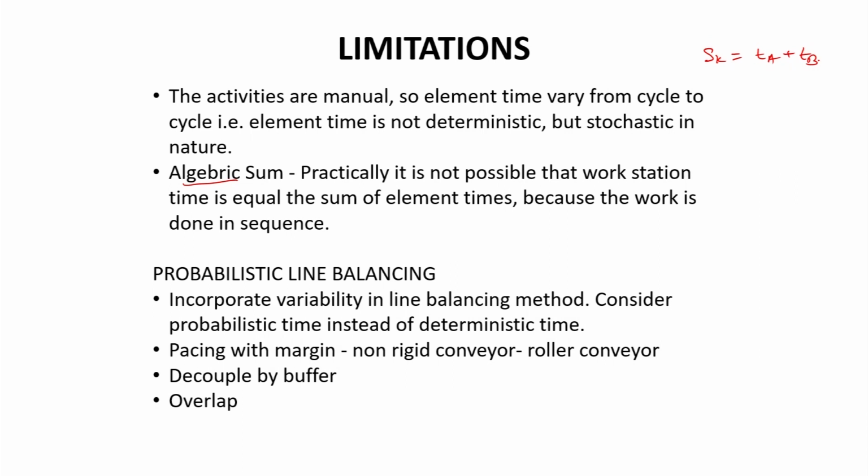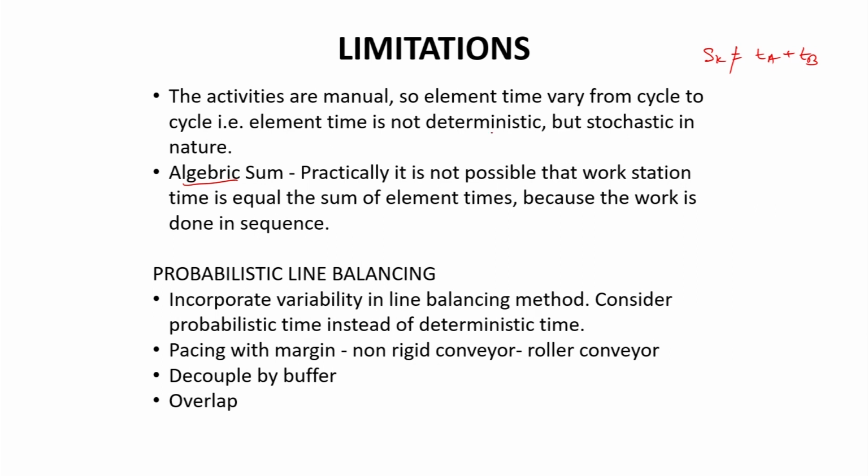If there is a rhythm between the two, this may be the same, but if there is no rhythm, if there is a discontinuity between task A and B, then Sk may be slightly more than TA plus TB. So, it may not be possible that the station time is equal to the sum of the task times, because the work is done in sequence and there may not be a rhythm between the tasks which are assigned to a particular workstation.